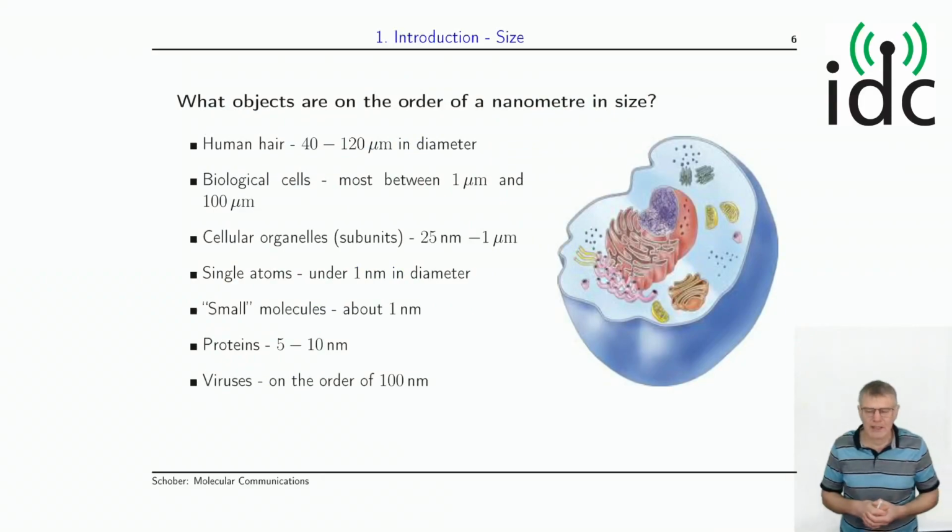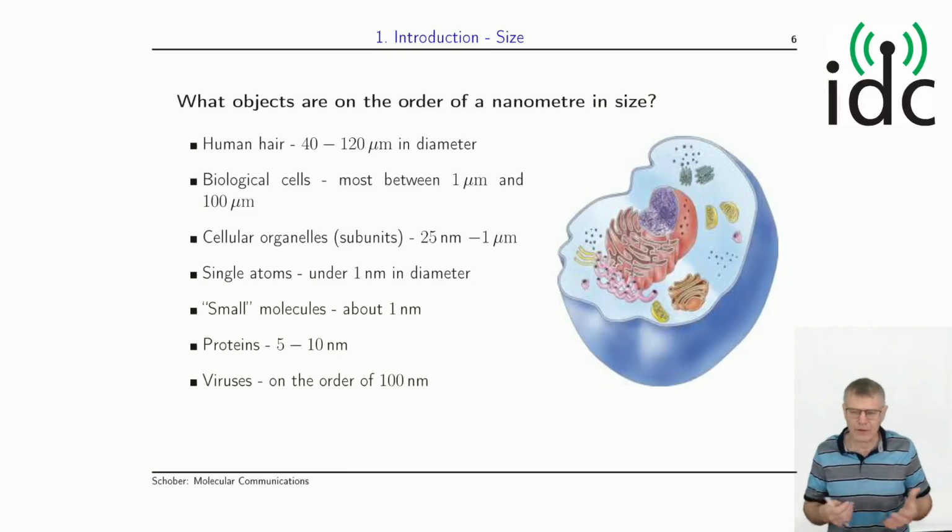Now, before we have a closer look at molecular communication itself, let's first get a feeling of the order of magnitudes that we deal with here. So, what objects are really on the order of a nanometer in size? As a point of reference, something that you're familiar with is human hair, and human hair has a diameter of 40 to 120 micrometer. So it's much larger than a nanometer, but nevertheless, biological cells, surprisingly, are on the same order of magnitude. Biological cells have typically sizes between 1 micrometer and 100 micrometer, so they are really on the same scale as a human hair.